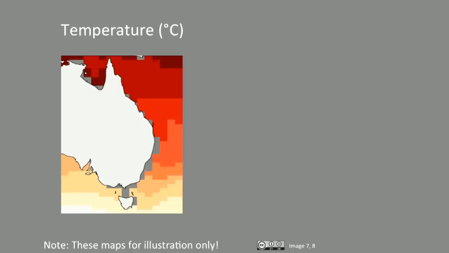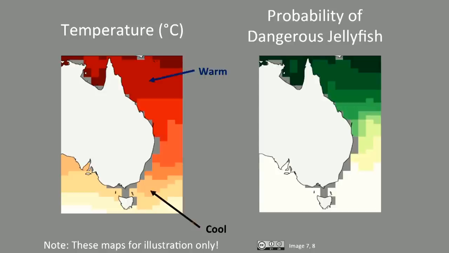We can look at the temperature, and this is a hypothetical example, across the east coast of Australia, which is a region where dangerous jellyfish are found. There's warm areas in the north and there's cooler areas in the south. And we can also then use that and look at the probability of dangerous jellyfish. This could either be from sample data or it could be from actually incidents where jellyfish sting people. And there are places where there's high probability of dangerous jellyfish occurring, and there's places with low probability of dangerous jellyfish occurring.